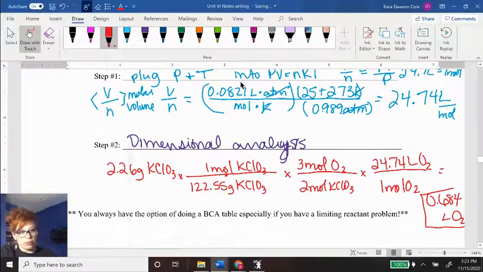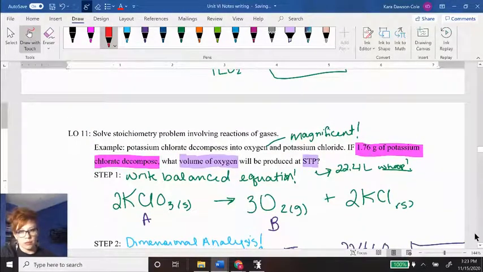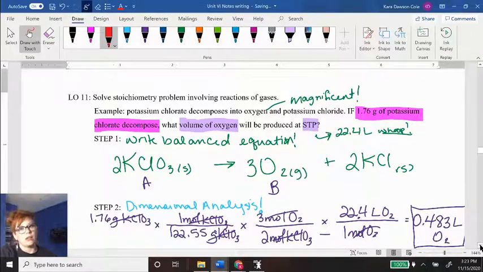This was the final learning objective in chapter 11, which was over gas laws. Solve stoichiometry problems involving reactions with gases.